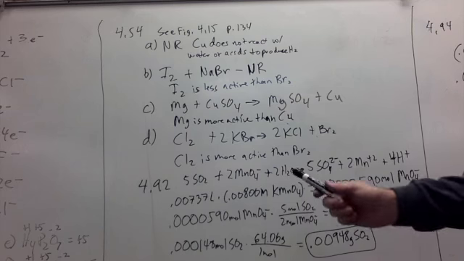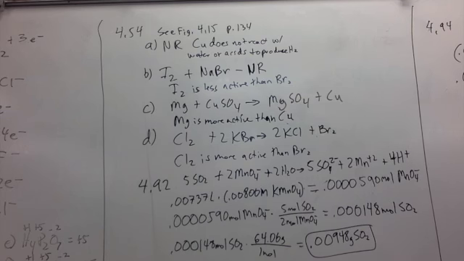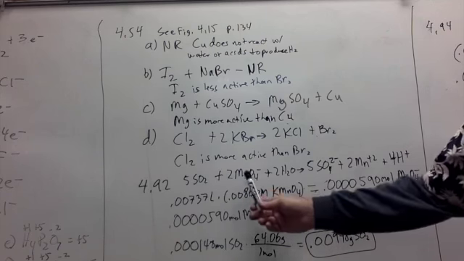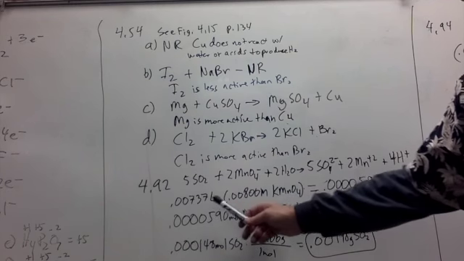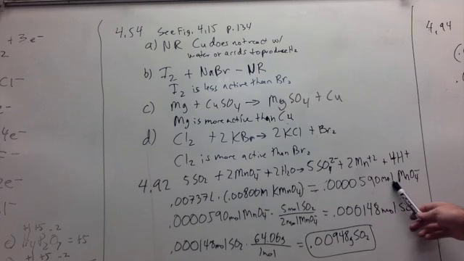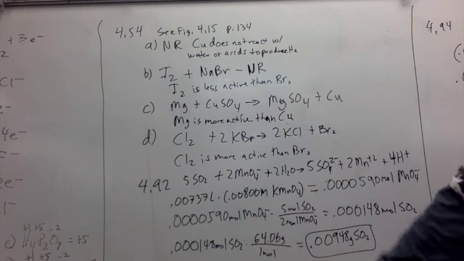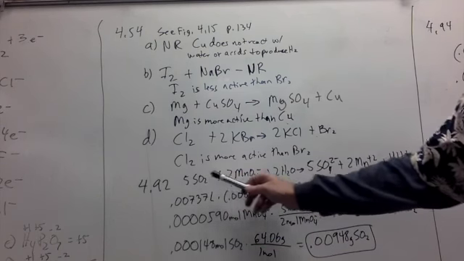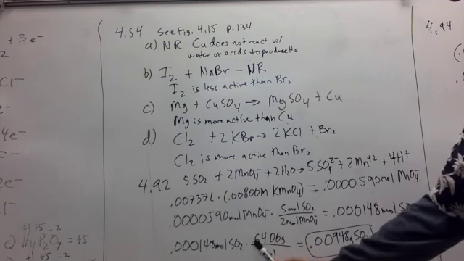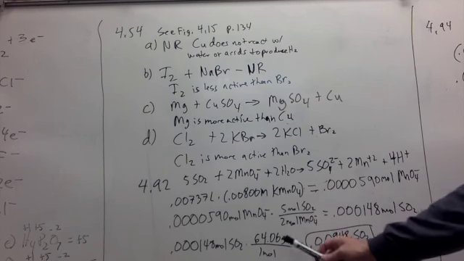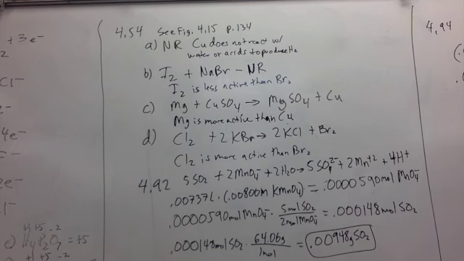Okay, then we're down to 4.92 and 4.94, which were both redox titrations. So we have 5SO2 and 2MnO4 minus plus 2 waters makes 5SO4 2 minus plus 2Mn 2 plus 4H plus. We take the liters times the molarity for the KMnO4. That gives us the moles of permanganate, MnO4 minus. The moles of permanganate times 5/2 gives us the moles of SO2. And then we change the moles of SO2 back to grams by multiplying by molar mass. And we get 0.00948.